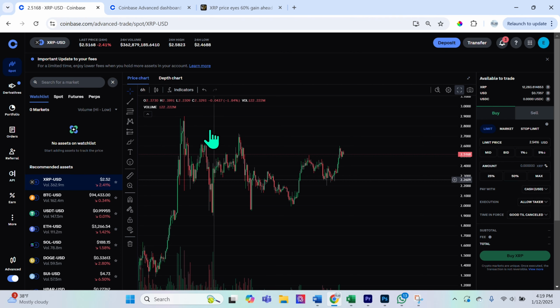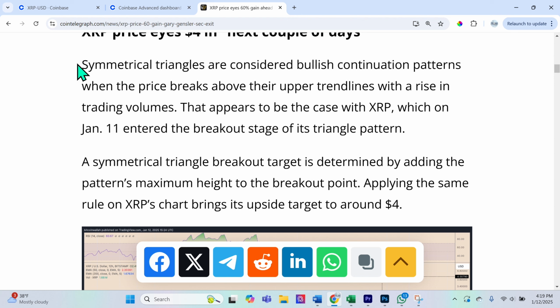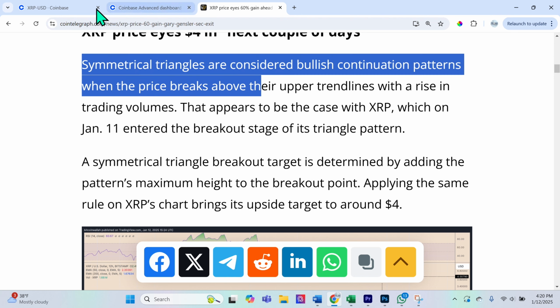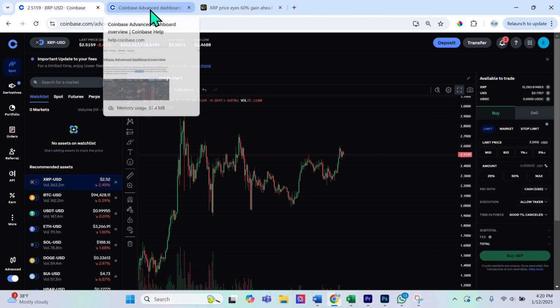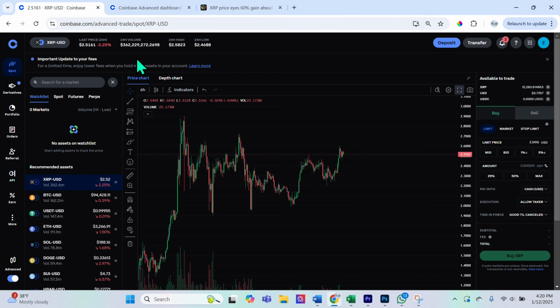So if you've been following the news, you know that people are excited about this symmetrical triangle pattern that is forming on the XRP chart, and they think there's going to be a very bullish breakout to the upside. So what exactly is a symmetrical triangle? I'll show you how you can keep track of it for yourself and how you can use it to make better judgments, especially if you are a short-term trader, a swing trader, right?